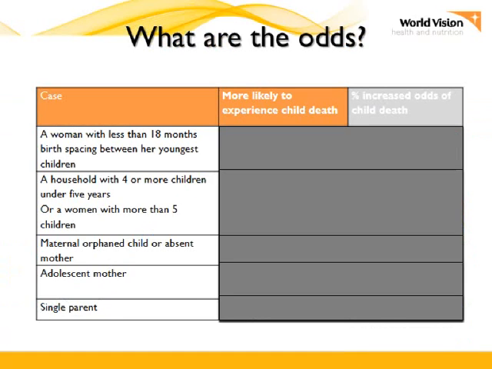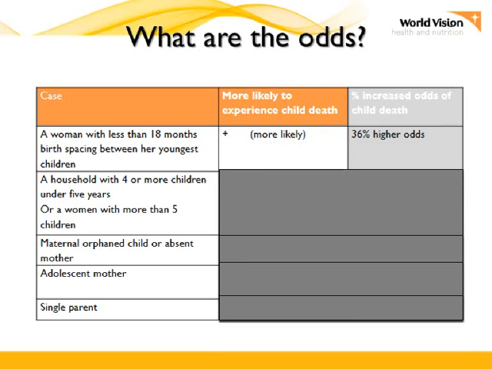This is an exercise that is in your session 6. So I want you to turn to that session and have a look. This exercise is called What Are the Odds? And it's designed to help village health workers think through what the difference is between these different types of groups of people. So the first case is a woman with less than 18 months of birth spacing between her youngest children. We've actually put the odds ratio, but we've translated this into the same, more likely, very much more likely.